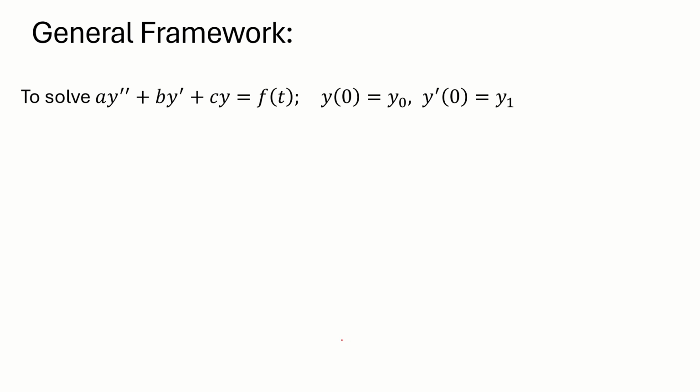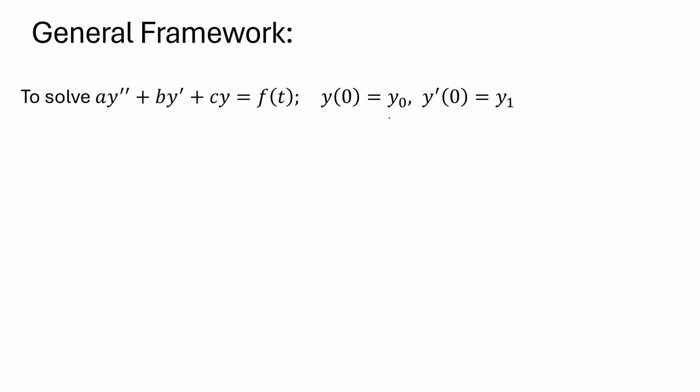Okay, if you want to find a general framework for this specific second order differential equation, we consider a linear non-homogeneous equation, a y double dash plus b y dash plus c y equal to f of t. Here f of t can be 0 or non-zero. If f of t is 0, the differential equation becomes homogeneous, whereas if f of t is non-zero, it becomes non-homogeneous. We will be considering both cases.